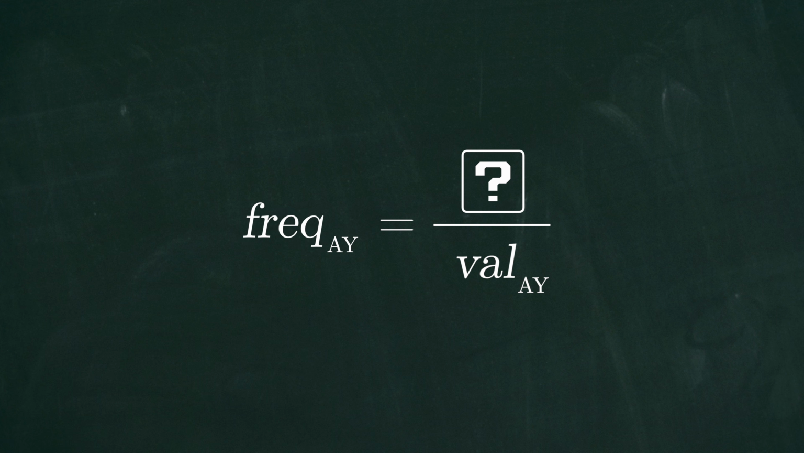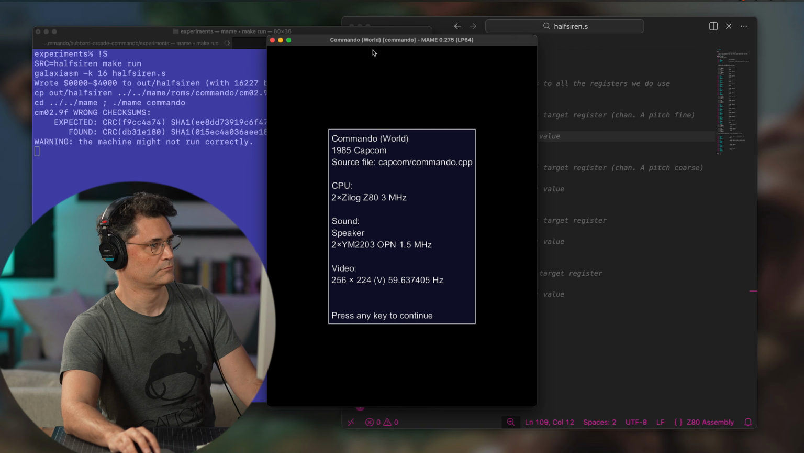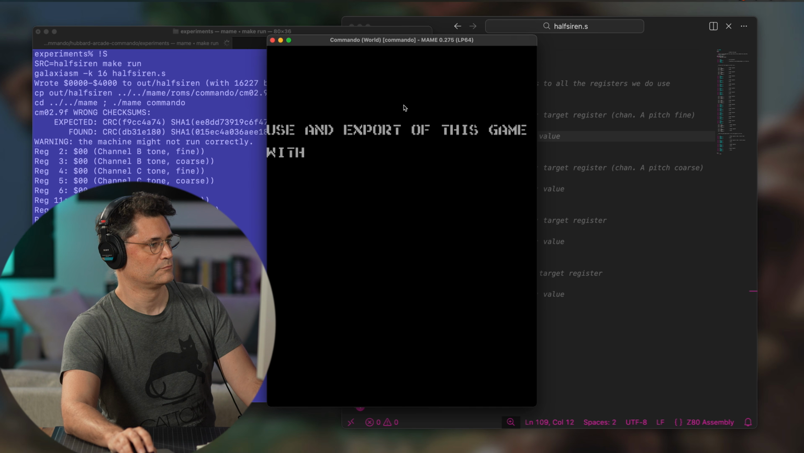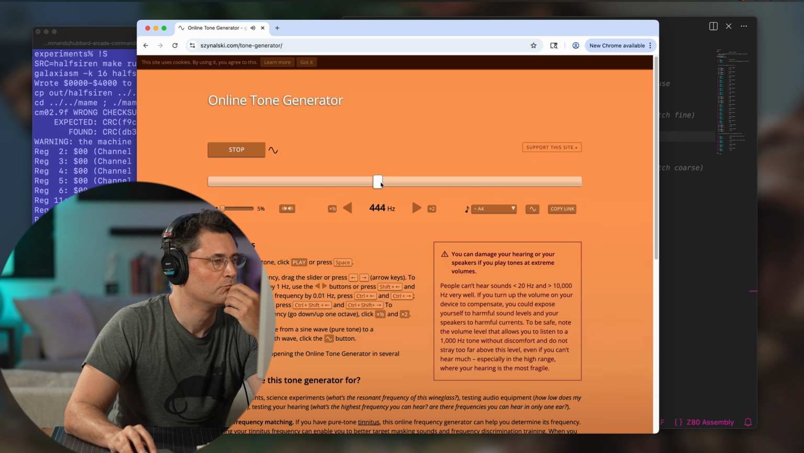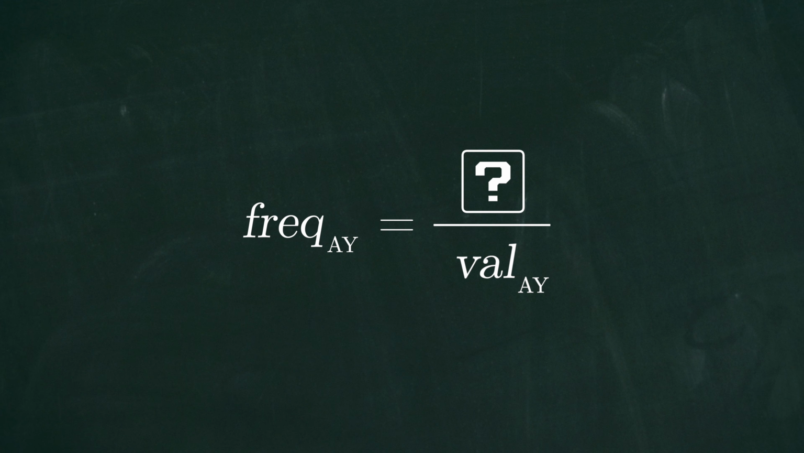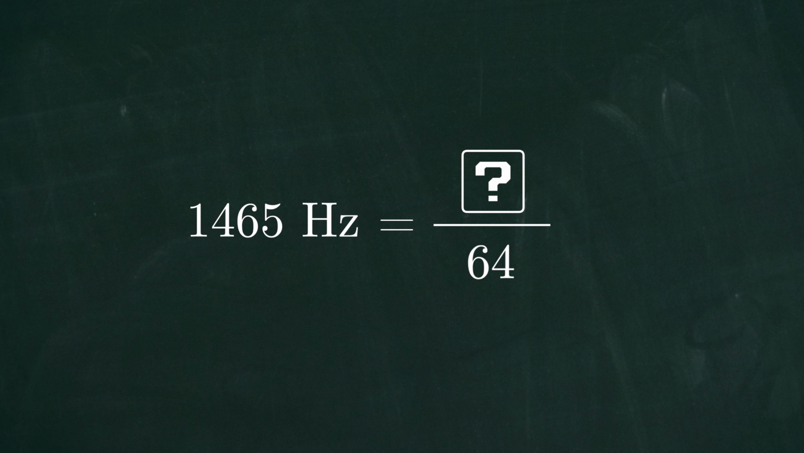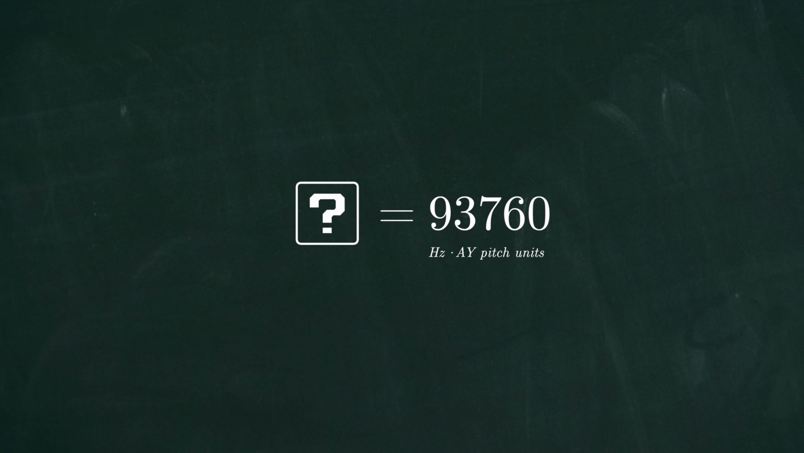The way I'm going to find this out is just to earball it. That's like eyeballing something, just using your ears. I'm going to play a note on the SSG with a known pitch value, and then try measuring the frequency of the sound that comes out. Once I've figured out what the frequency is, I can derive the constant. For this little experiment, I chose a pitch value of 64, and after a little while, I concluded that the frequency I was hearing was 1465 Hz. This meant that my magic number was 93,760. But there's a little more to this.